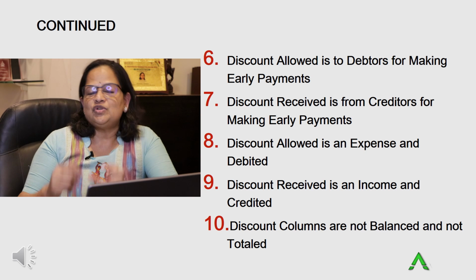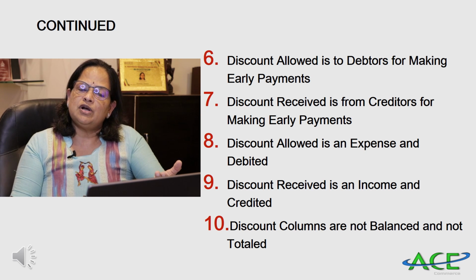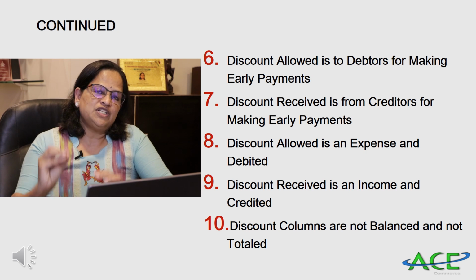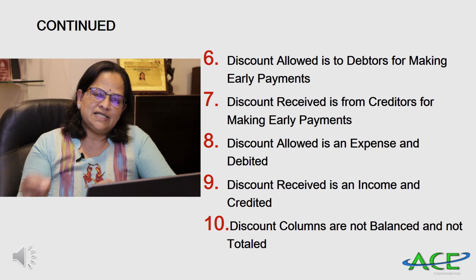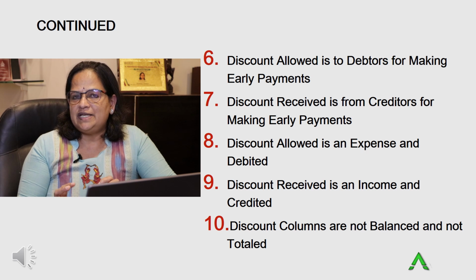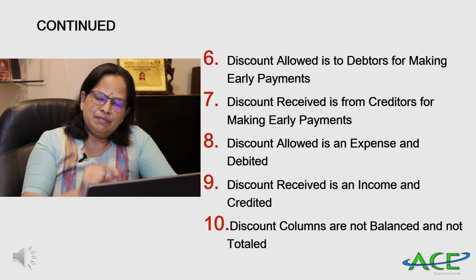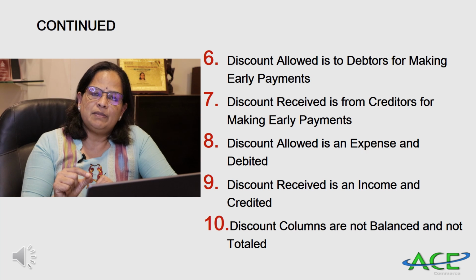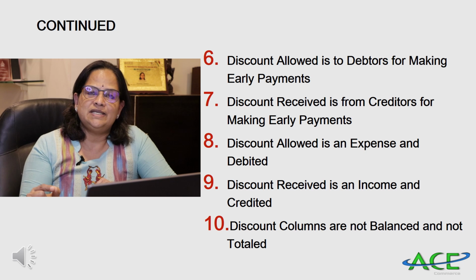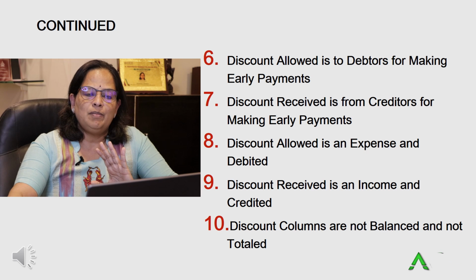So discount columns always you have to remember that it is not balanced. When I explained the single column cash book, I told you cash balance we are finding the difference. We balance the account, debit side and credit side total we will see which side is higher and we will take the balancing figure. Whereas in the case of discount column, please remember that in the case of simple, double and triple column cash book, discount columns are only totaled. We are not balancing that. So this you have to remember that discount column we are only totaling and we are not balancing.